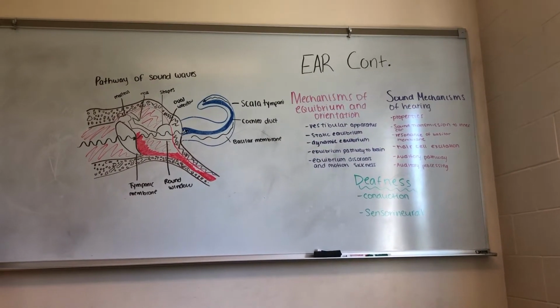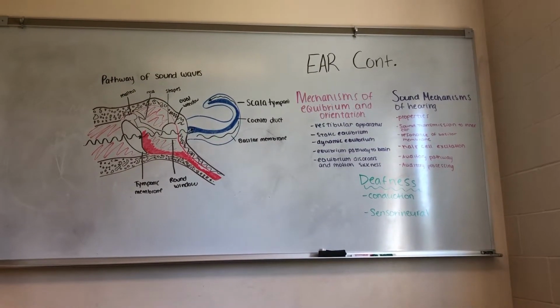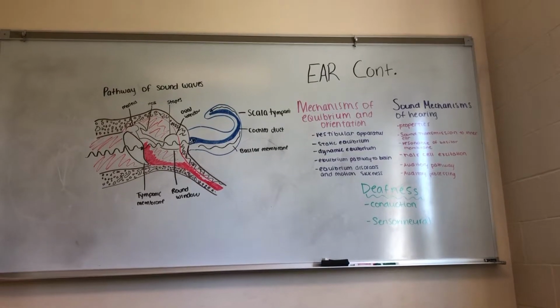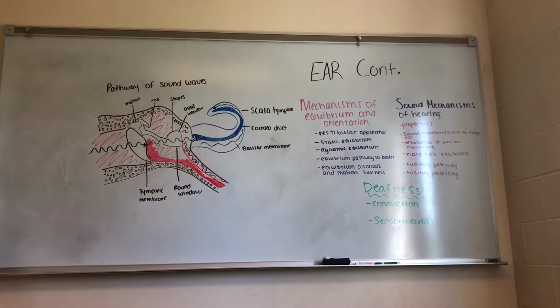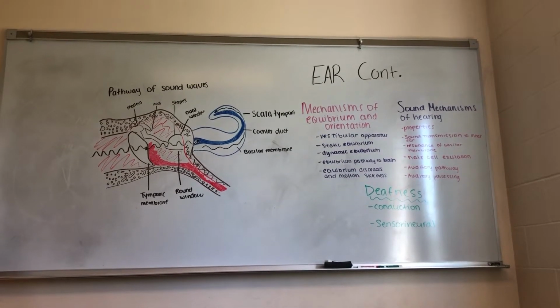Sound transmission to the inner ear is when the waves enter the external acoustic meatus and vibrate the tympanic membrane, and the pressure gets exerted on the oval window. Then the stapes rocks back and forth against it and sets the perilymph to a back and forth motion.